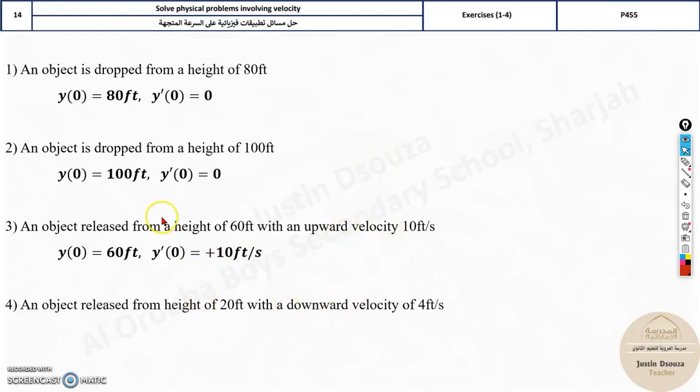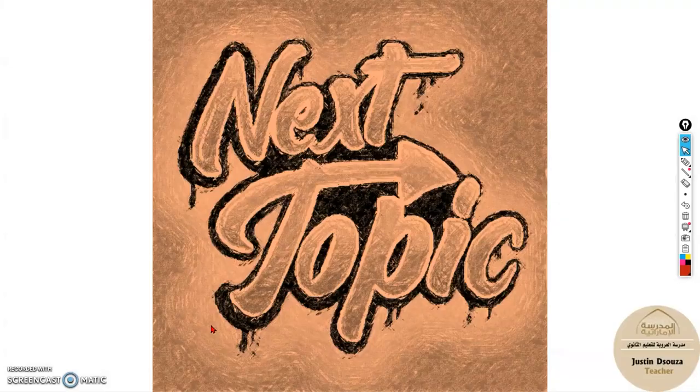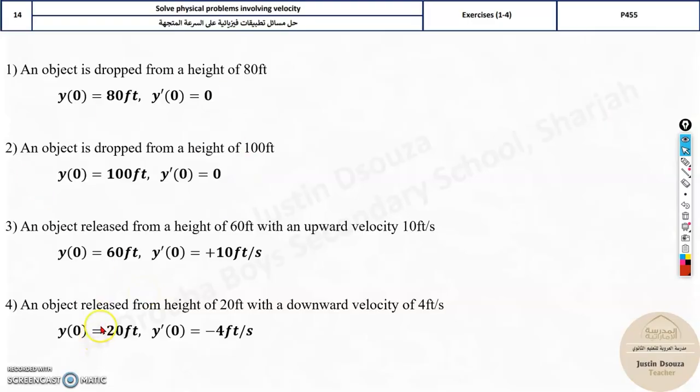Now over here, similar to the previous problem, we have a downward velocity. The height is 20 feet, instead of 60. Now, what about this downward velocity of 4 feet per second? y dash of 0 is 4 feet per second, but the sign is negative. That's the only thing. And this is it. That's why it's one of the simplest and easiest among all of part 1.